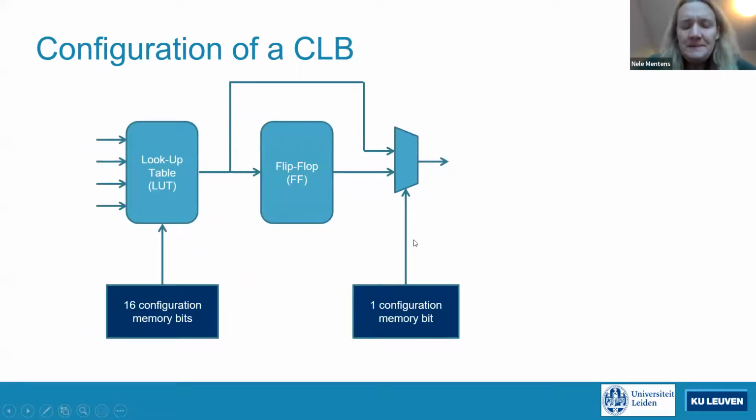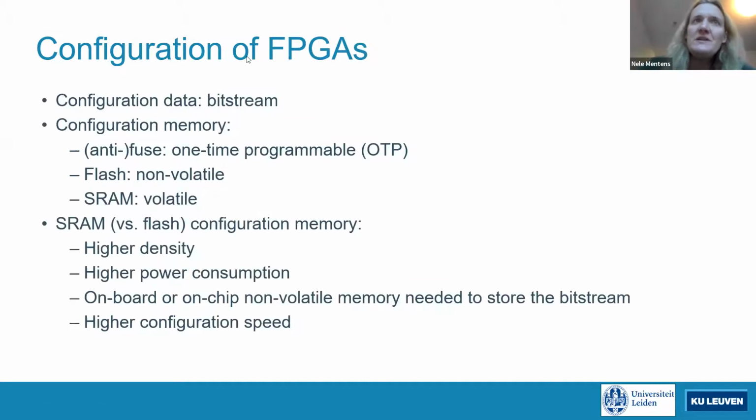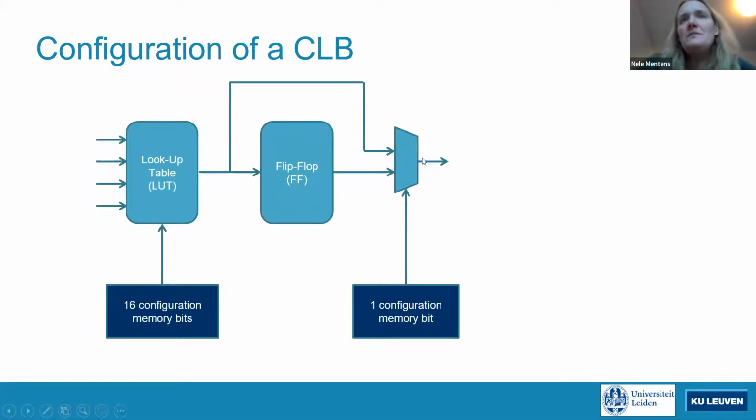Okay, then what do we use these configuration bits for? We have this bit stream of zeros and ones that are loaded into the configuration memory. How do we use them? We use them in the configurable logic block, which I showed earlier, to determine whether this flip-flop needs to be bypassed or not with this multiplexer, but also, of course, to configure the lookup table. When we have a 4-input, 1-output lookup table, then we need 16 configuration memory bits to program or to configure this lookup table.